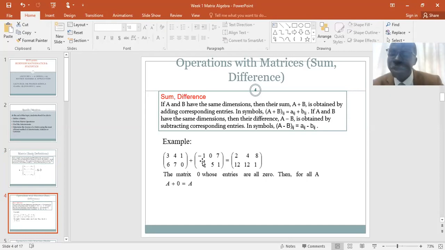Again, this is also 3 by 2. This is also 3 by 2. You can also write 2 by 3. Give your own examples of 2 by 3.